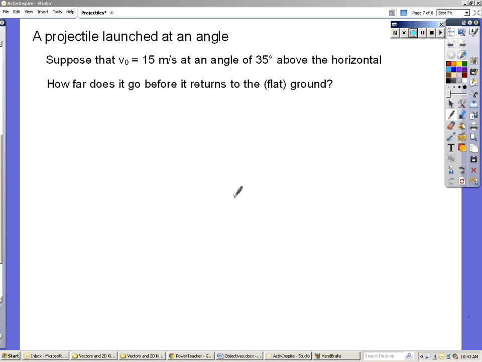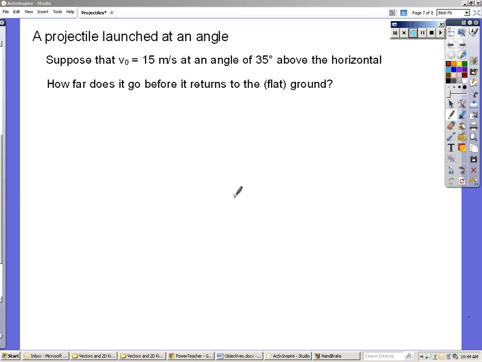This is the third and last video about projectile motion. Now let's say we have a projectile launched at an angle. In our last video we investigated a projectile that was thrown horizontally. Now let's say it's launched at an angle.